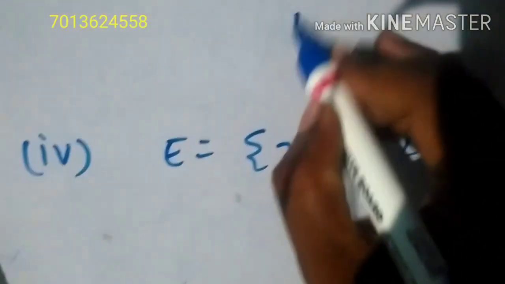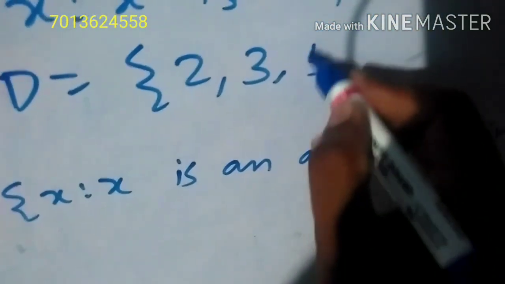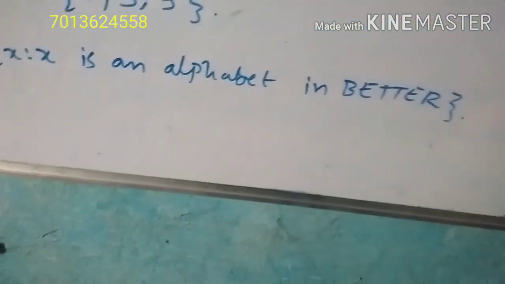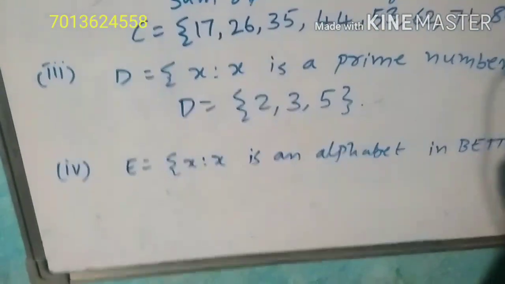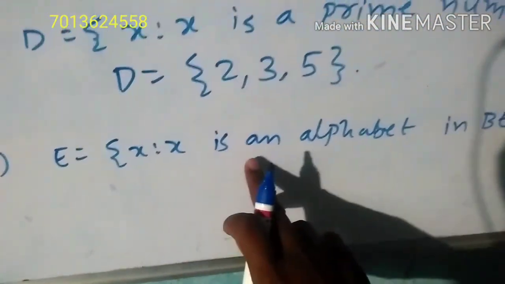Okay, prime numbers which is divisor of 60. So D is equal to 2, 3, 5. 2, 3, 5 is a prime number which is divisor of 60. Okay. Next, E is equal to x such that x is an alphabet in Better.